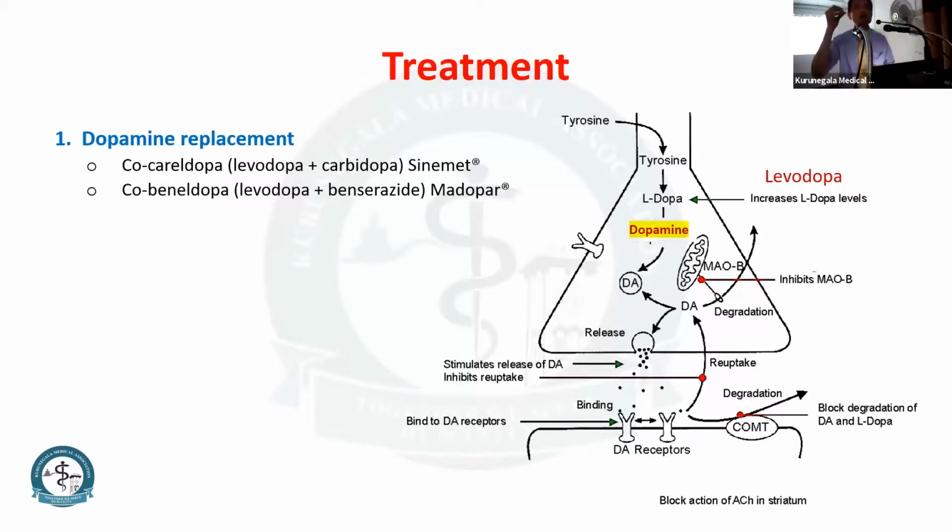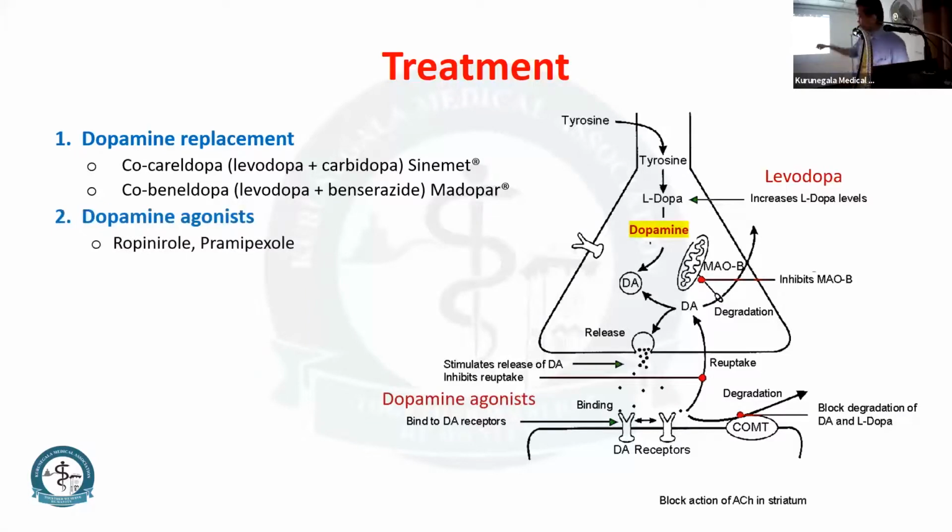Right? We can't give patients dopamine. Why can't we give dopamine? Because dopamine does not cross the blood-brain barrier. So we give levodopa, which is the precursor of dopamine. Now, levodopa also is metabolized in the periphery. So that's why we combine it with either carbidopa or benserazide, which are peripheral decarboxylase inhibitors. They prevent the levodopa from being broken down before it crosses the blood-brain barrier. Sinemet, Syndopa, Madopar, those are the trade names.